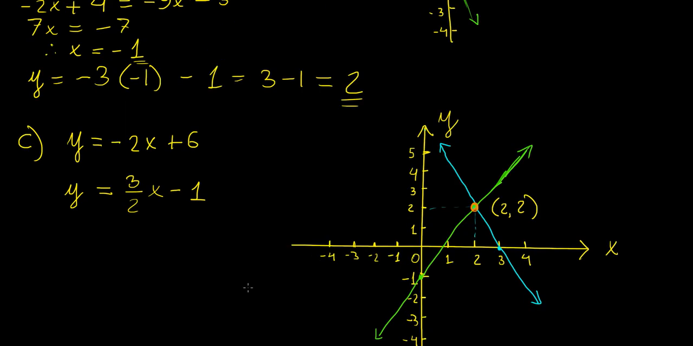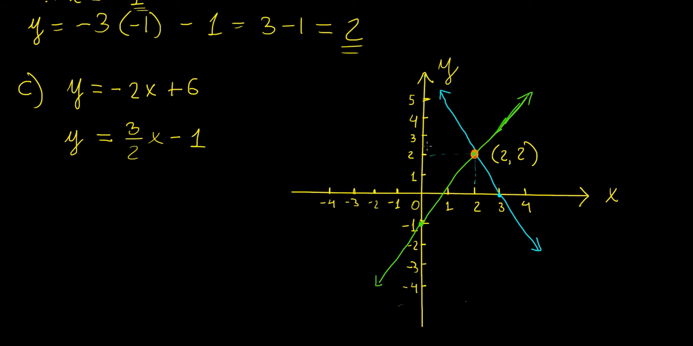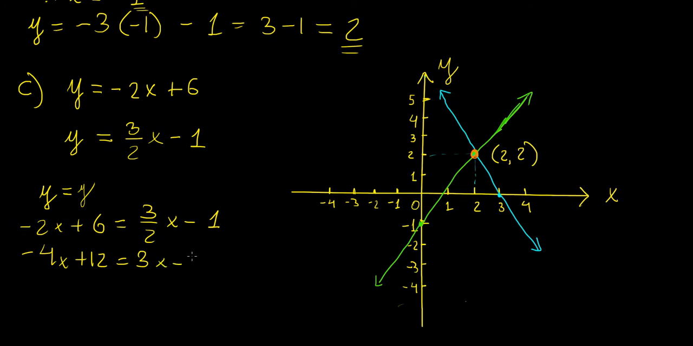Now for this third equation we have the same thing, but now both lines have different gradients. So let's have a look. We have the point (2, 2) claimed to be the intersection between the two. So we can once again set up the equations. We're going to write minus 2x plus 6 equals 3 on 2 times x minus 1. We could multiply both sides by 2 to get rid of that denominator. So this becomes minus 4x plus 12 equals 3x minus 2.